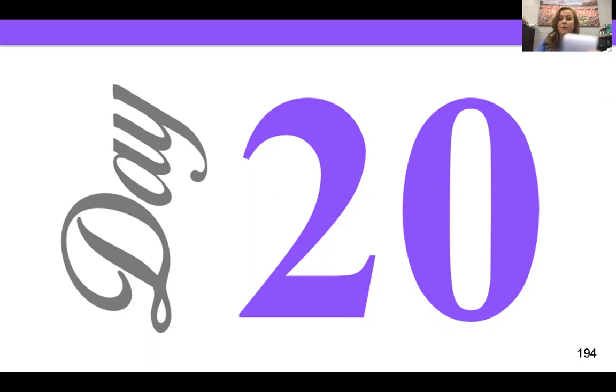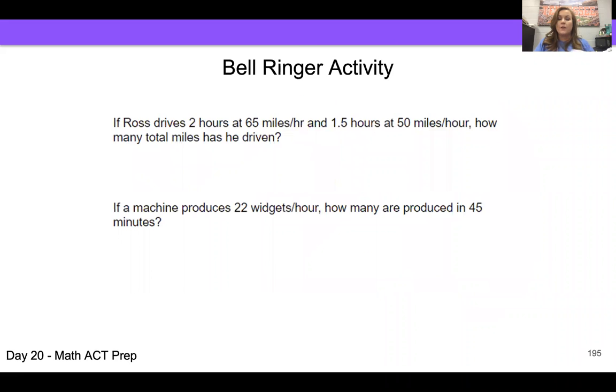You should have your purple bell ringer out so that you can start to work on this bell ringer activity. This one is about rates. We got miles per hour here. Again, when you're given measurements or rates, you need to be very careful that you're given the exact same ones, that they don't change it on you, like they might give you miles per hour and then miles per minute, things like that. So that's the first thing you want to check here.